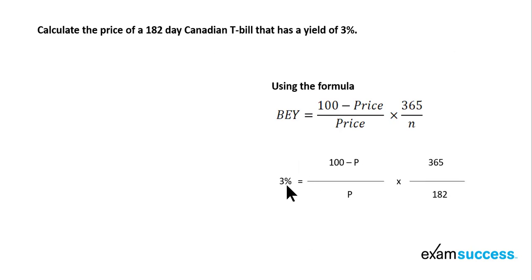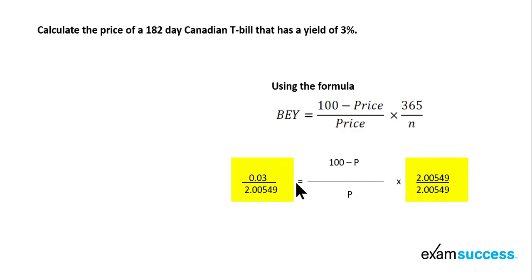So step one, let's convert this percentage to a decimal. So that's 0.03. Now let's do the math on this side. 365 divided by 182, that's 2.00549. Now let's divide both sides by 2.00549. And this way we will get rid of this fraction over here. That becomes 1, so it disappears. And now we can solve for this amount over here. It's 0.01496. So now what we need to do is isolate P.